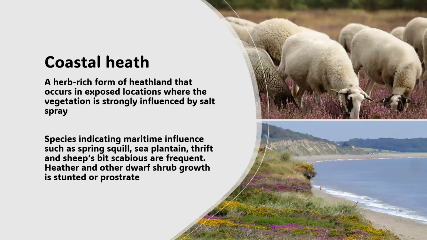And then coastal heath. So we're looking at these maritime cliff areas with herb-rich heath, and these will be influenced by salt spray and the coastal environment. And again, if that's applicable to you, you'll likely be able to identify it. But we're looking for sheep's-bit scabious, for example. That's a good indicator, and heather and other dwarf shrub species that can often be stunted by a harsh coastal environment.